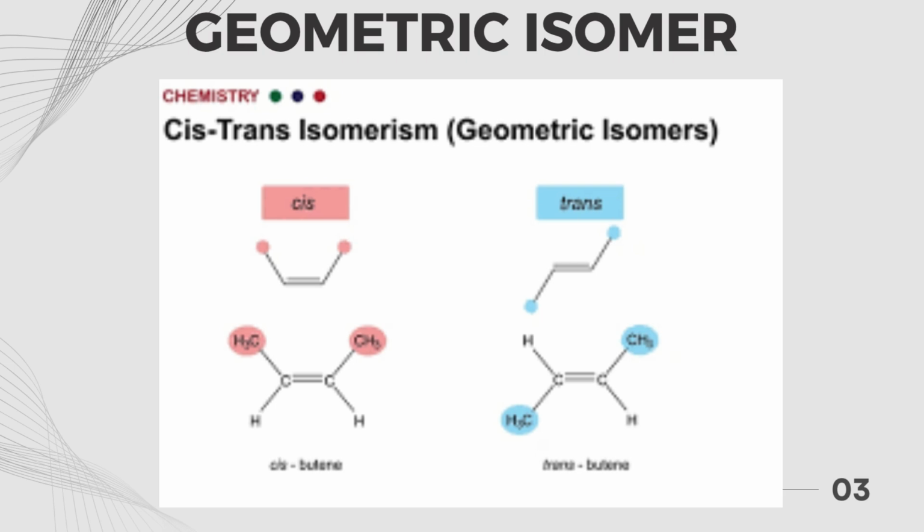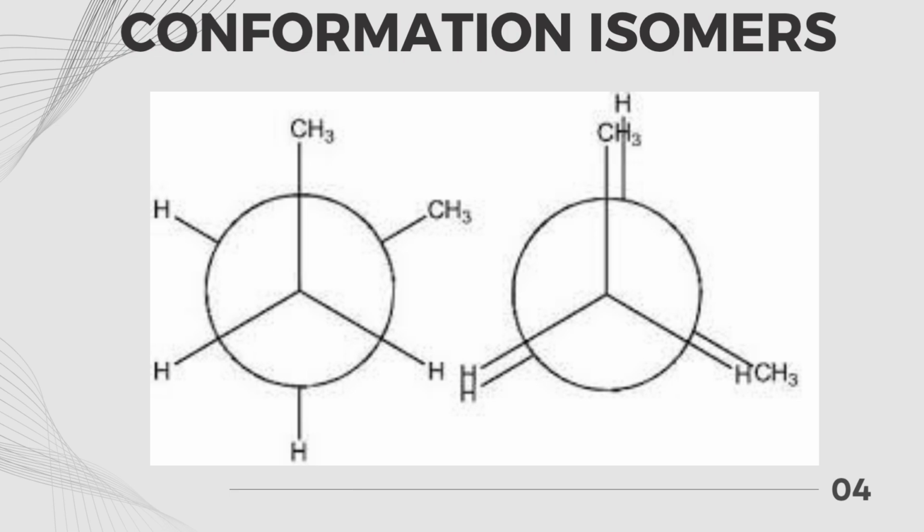This is an example of a geometric isomer. The cis isomer is on the same side of the pi bond, whereas the trans isomer is on the opposite sides of the pi bond. This is an example of a conformational isomer. They result from the rotation around a single bond.